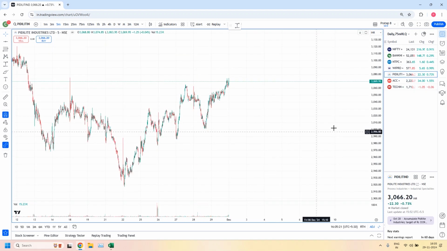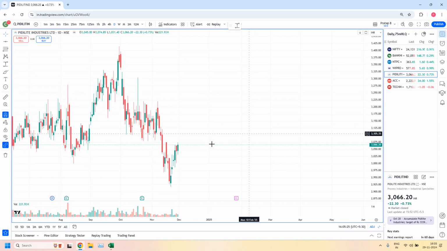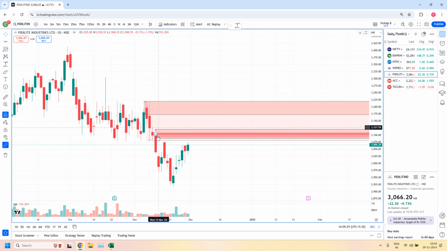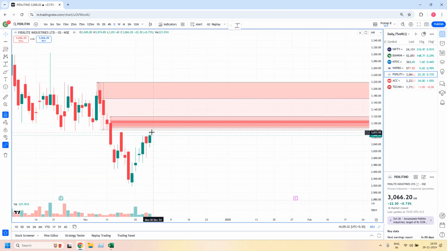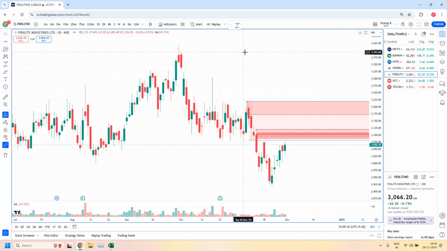And the last one is Pidilite. This is a daily high liquidity supply zone. This I already explained to you yesterday, how we fine-tuned this zone. So please look into the previous video. Today also price did not enter into this zone. So this is about high liquidity zone analysis.